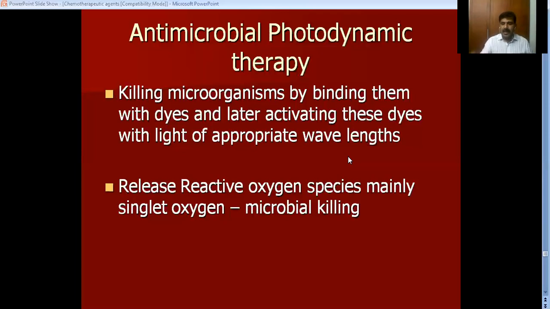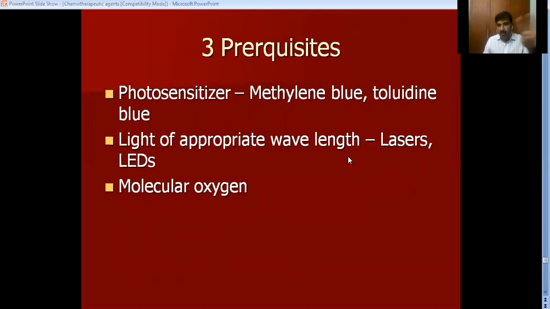So it has three key ingredients. One is the photosensitizer. As I told you before, you have to inject it into the periodontal pocket. The commonly used photosensitizers are methylene blue and toluidine blue. Then light of appropriate wavelength. It can be a laser. Commonly we use lasers of different wavelengths. There are lasers that have been developed specifically for photodynamic therapy also, or you can use an LED. It should have a specific wavelength. This wavelength of light or laser should activate the photosensitizer.